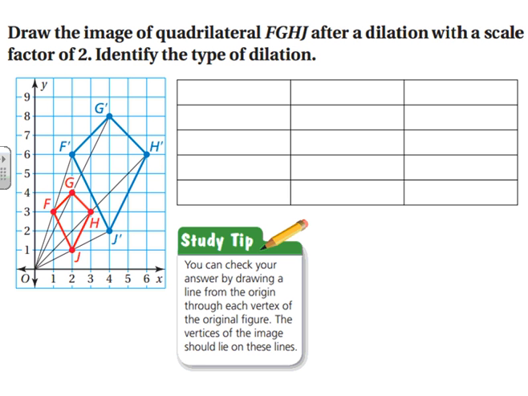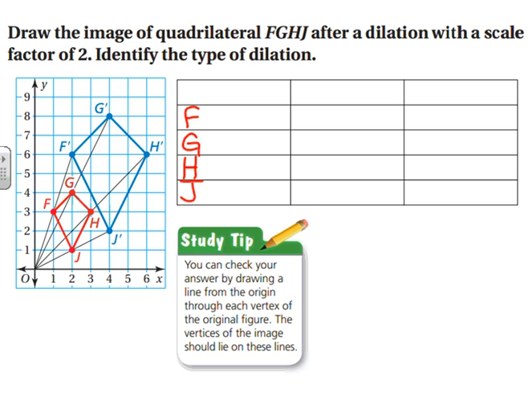All right, first example: draw the image of a quadrilateral after a dilation with a scale factor of 2, then identify the type of dilation. So we have a picture that we're going to start with. In red, we have the points F, G, H, and J. I can tell that one's the original because I have regular letters instead of the apostrophe or the prime symbol.